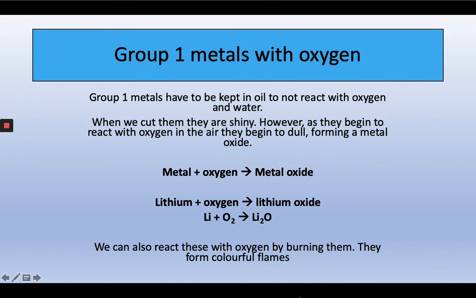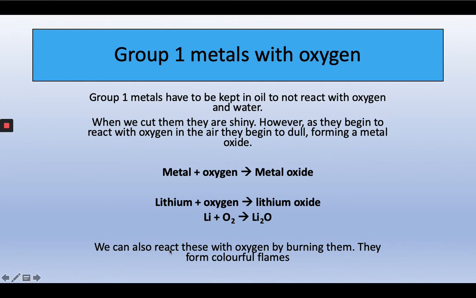Just below that word equation, we've got a symbol equation. These symbols are from the periodic table, so lithium is Li, plus oxygen, O2. These are the reactants to produce lithium oxide, which is written as Li2O. Don't worry about this too much, just learn to start to understand how we form symbol equations. They end up having to be balanced, but that's a little bit beyond what we need to know right now.